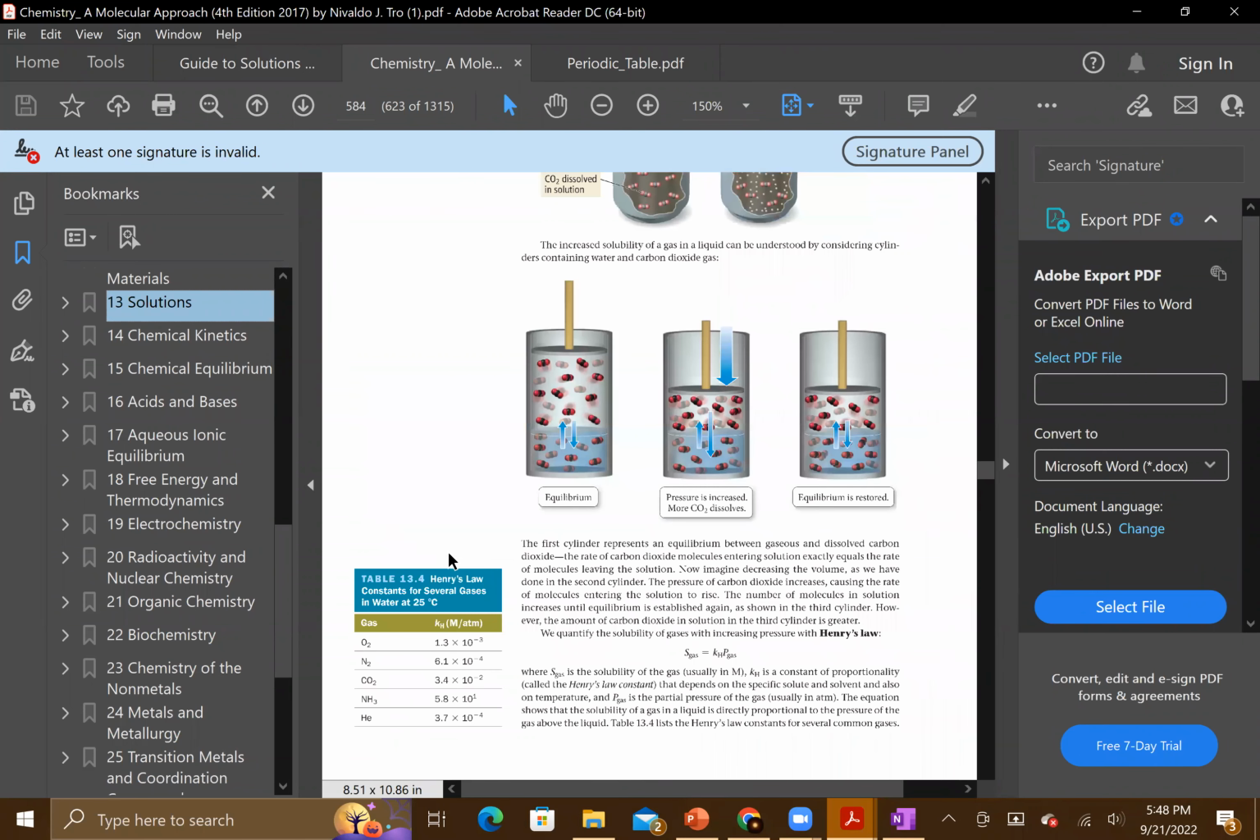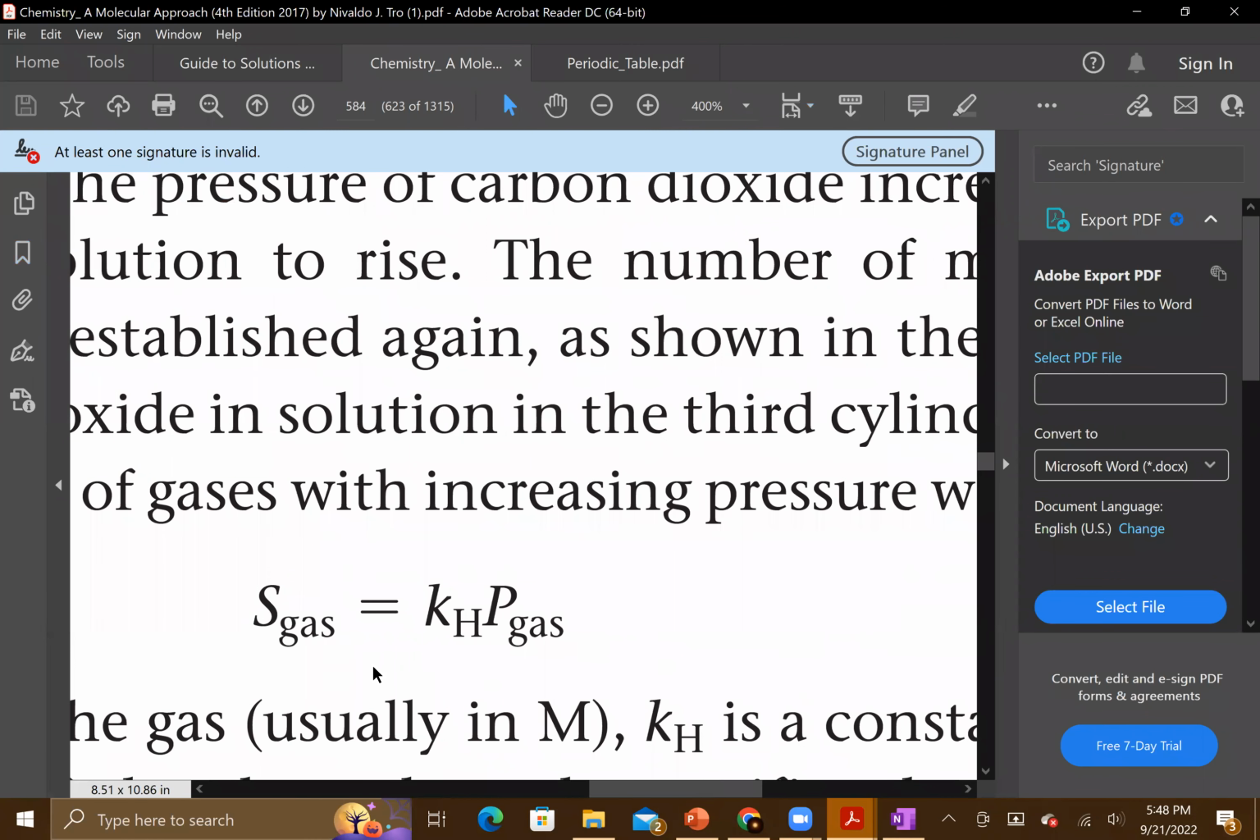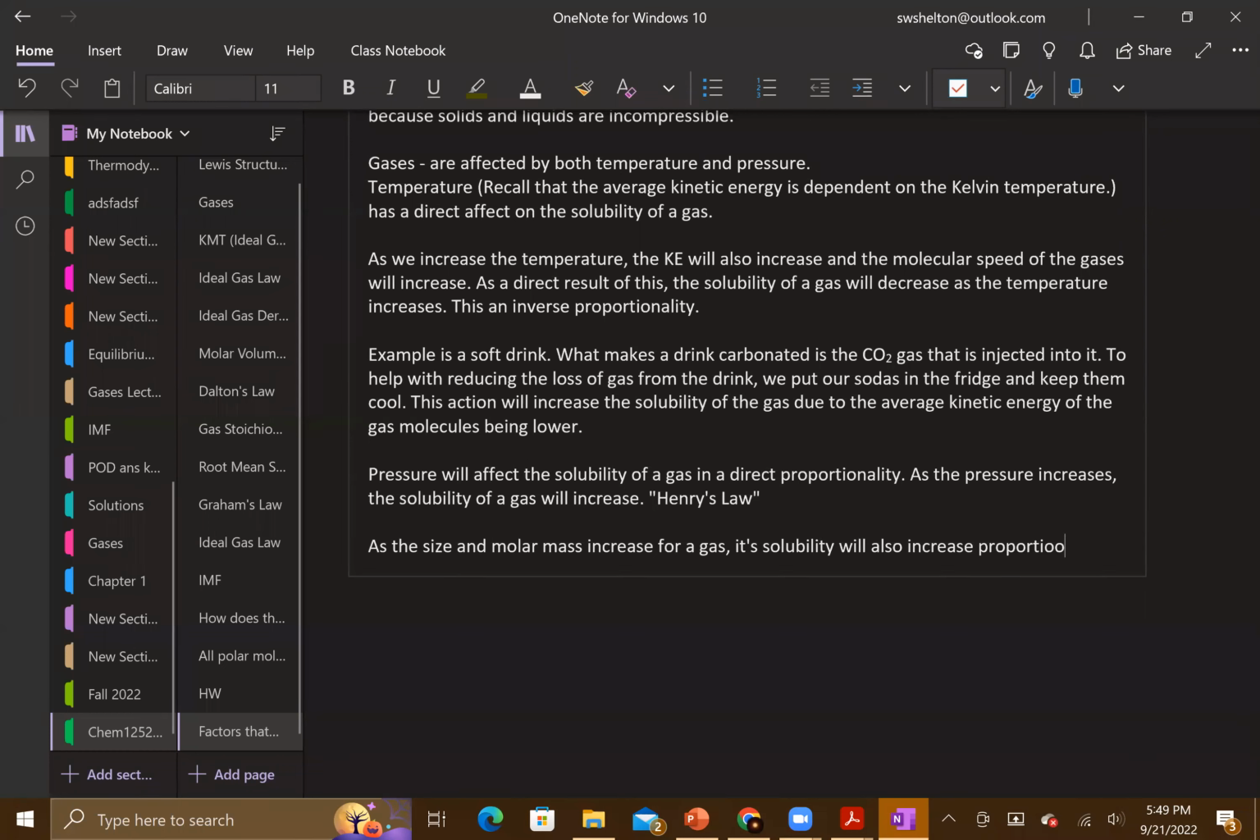But in a nutshell, Henry's law is as simple as understanding that as the partial pressure of a gas increases, the solubility of that gas increases. Adding on to that, the gas that's being studied will ultimately affect the solubility of that gas. Bigger molecules are going to have greater solubilities, understanding that the intermolecular forces of attraction are greater for larger gas molecules. So as the size and molar mass increase for a gas, its solubility will also increase proportionally. This is observed within Henry's law constants.